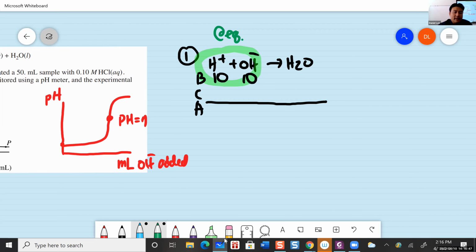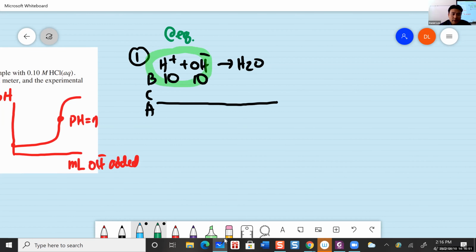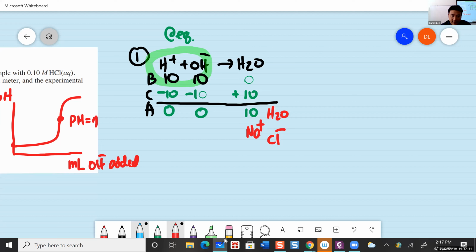And what is half equivalent? Then one of them is half of the other, okay? So you can kind of tell. So if you look at this one, you would minus 10, minus 10, and you would plus 10. So at equivalence point, you only have water. And of course, 10 is water, you also have sodium from sodium hydroxide. You also have Cl- from hydrochloric acid. So this is what happens. This is what's present at the equivalence point.